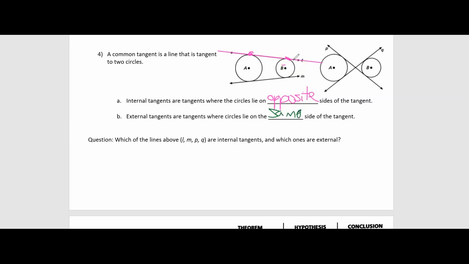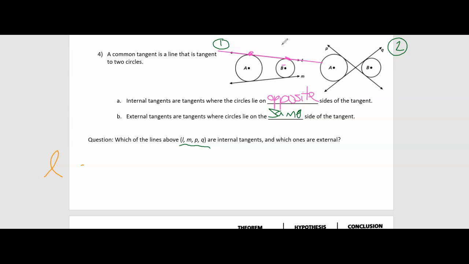So based off of those definitions, and we'll just call this diagram 1, diagram 2, do we think diagram 1 is an example of internal tangents, or do we think it's an example of external tangents? Same with diagram 2. Pause the video, take a few seconds to think. Which one represents internal, which one represents external? And you can actually just do it by lines down here, L, M, P, Q. Well, line L, right? Line L, the circles are both on the bottom side of line L. So that makes line L an external tangent.